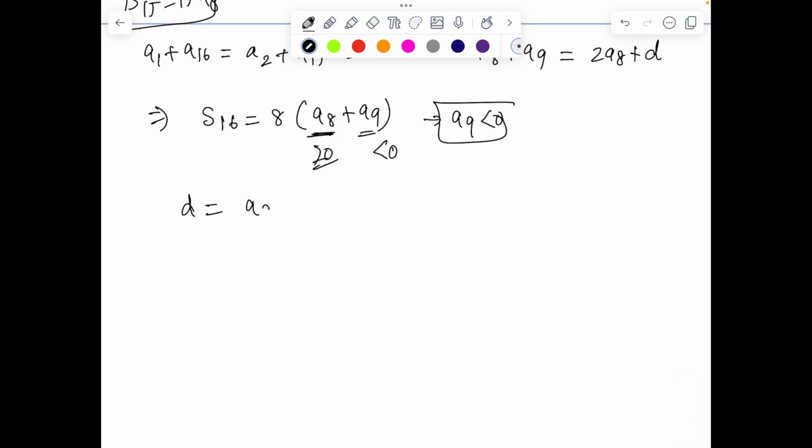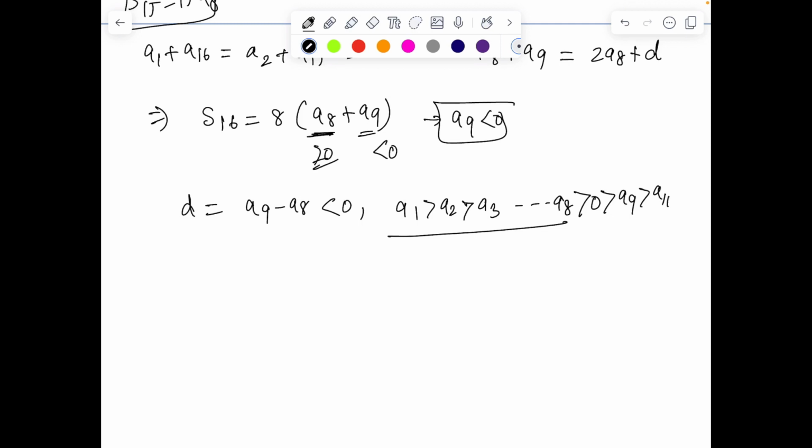So finally, D, we got A9 minus A8, which is less than 0, hence A1 must be greater than A2, greater than A3, and so on till A8. So till A8 all terms are positive, right? Now what about A9? A9 is less than 0, and A9 is greater than A10, and so on and so forth till A15. So this is a sequence of numbers that we got.